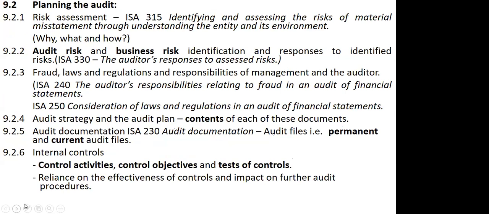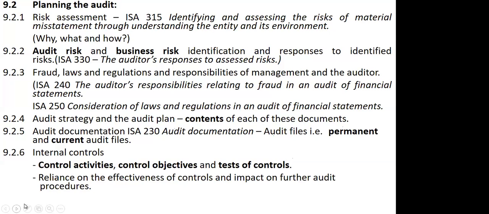Okay. In terms of planning the audit, a few points are important to note there. This is in accordance with ISA 315, a very important auditing standard, identifying and assessing the risks of material misstatement through understanding the entity and its environment. And in understanding this standard, we must be able to answer three critical questions. Why are we doing it? What is it that we need to gain an understanding of? And how do we gain an understanding of it?